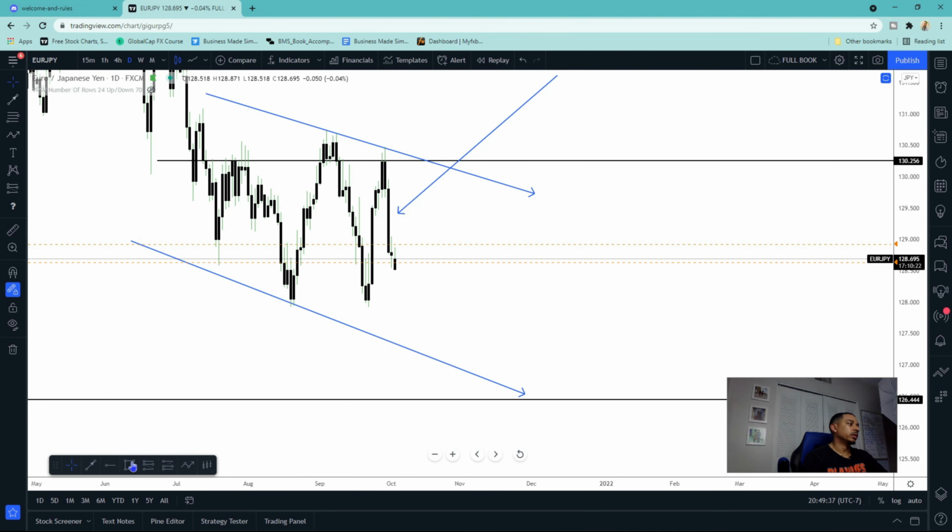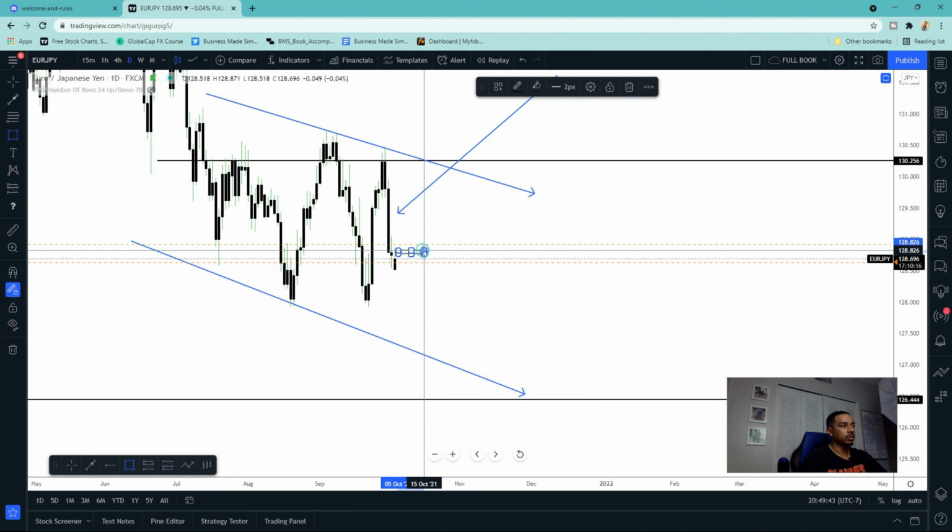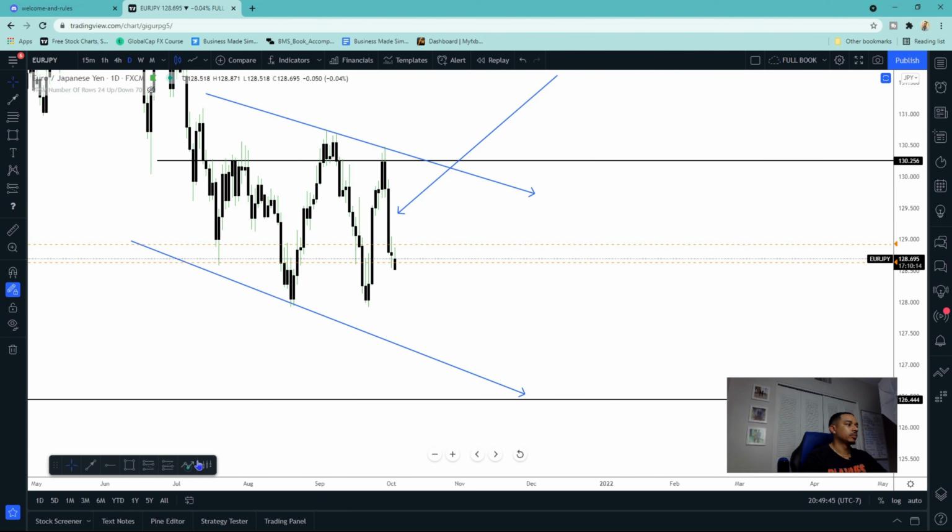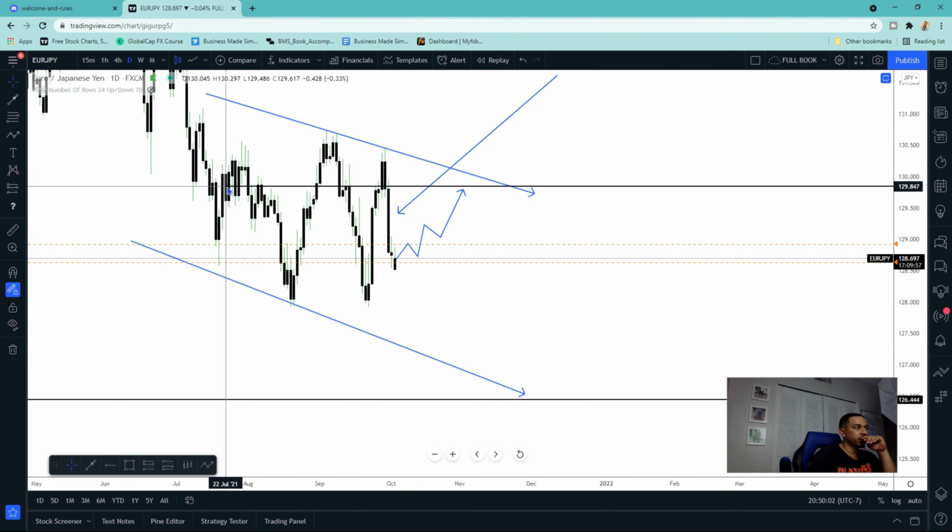So what we're going to want to see is price to do some type of a correction, something of this nature, right? And come back into this area. So I'm gonna go ahead and highlight this area here.